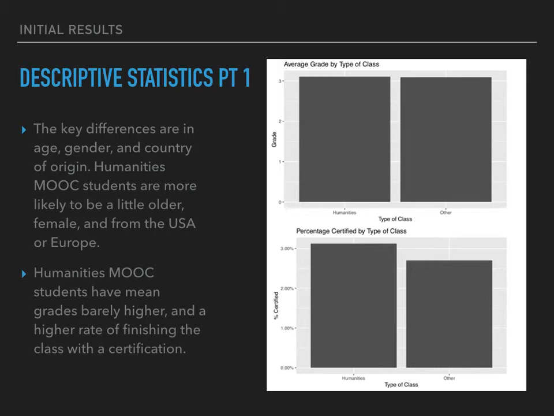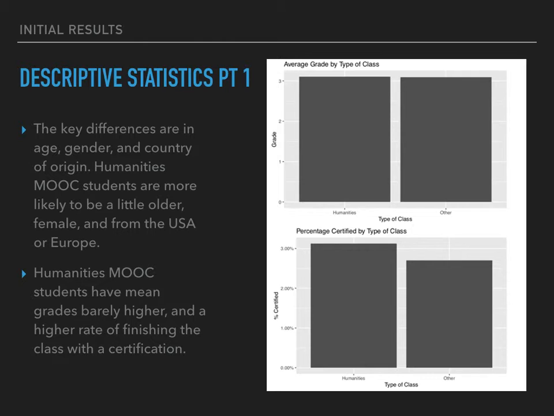Now I didn't do this with the t-test because the t-test assumes normality within what you're measuring. So grades in this case are definitely not a normal distribution. Grades are heavily skewed to the right because so few students complete their MOOC. So in that case, I did a Wilcoxon rank sum test to see whether the medians from the grades of humanities MOOC students are different than the median for non-humanities MOOC students. And according to that test, there is a statistically significant difference.